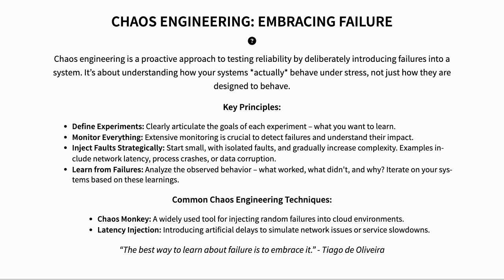Think of it as controlled chaos. The core idea is to deliberately introduce failures into your system to understand its resilience. We start by defining what we want to learn from each experiment. Then, we monitor everything closely so we can spot problems quickly. We inject faults in a strategic way, starting small and building up complexity. And most importantly, we analyze what happens and use those learnings to improve our systems.